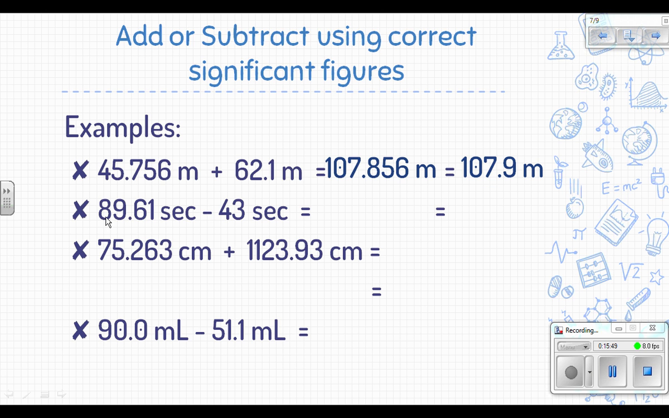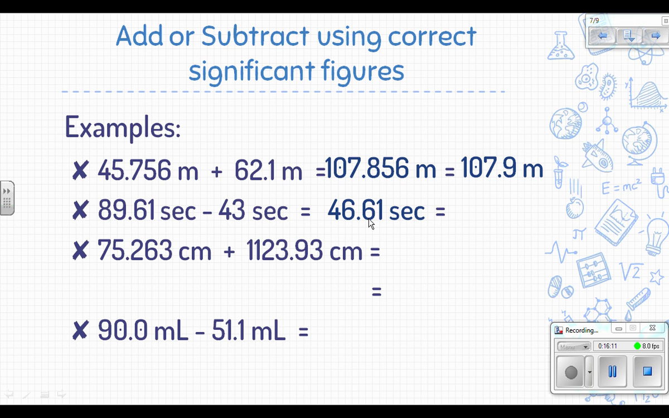Okay. Then if we take our calculator, 89.61 minus 43. Well, 43 doesn't have any digits after the decimal, and 89.61 has 2. So we've got to go with the fewest, which would be none. So when we do our calculator, we get this. We're going to look at the number in front of the decimal, and then we're going to look at this 6 right after the decimal. That's how we're going to have to round.